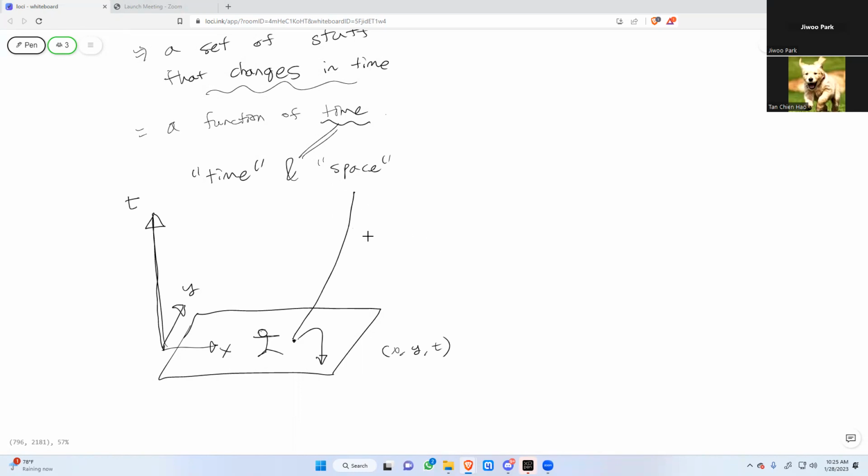We call this the world line in physics. But that's just a fancy way to do it. It's just a curve. It's just a curve in some kind of three-dimensional Cartesian space.